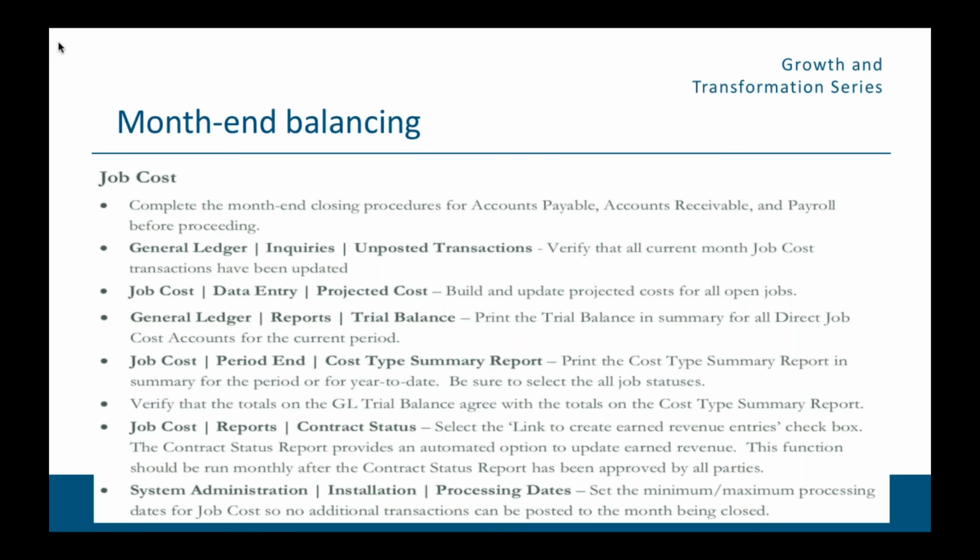And then lastly here, it had the job cost minimum and maximum dates. And on here, because it's down towards the end, is because you're doing a couple of things in job cost, the projected cost, that are making entries. And so in job cost, you really can't move those minimum dates until you've done the stuff here in job cost.